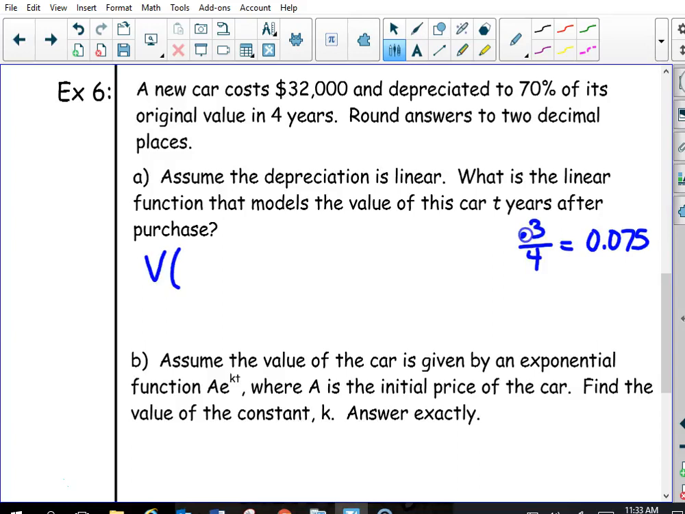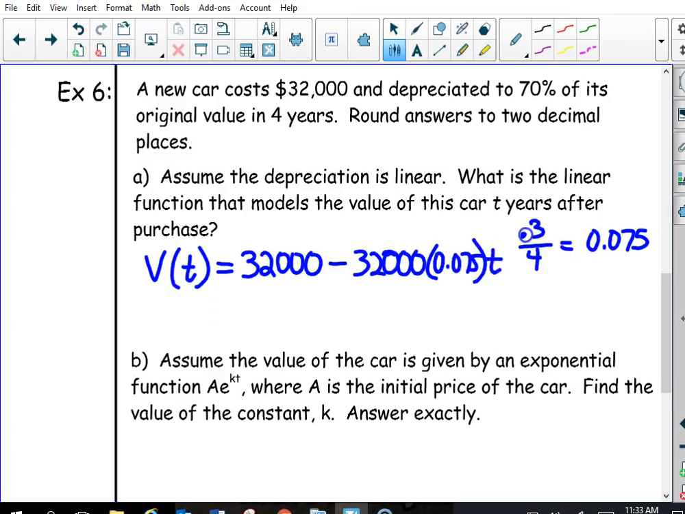So we start out, I'm going to use that number here, we start out with the original value, and then every year that $32,000 is going to lose 0.075 times t. So if we put in a t of 1 year, that'll give us the amount. Now I'm going to go ahead and multiply those two numbers, the 32,000 times 0.075 for my final version. And when I multiply them, I get 2,400 t. So each year, that car in the linear model is going to lose $2,400 in value.